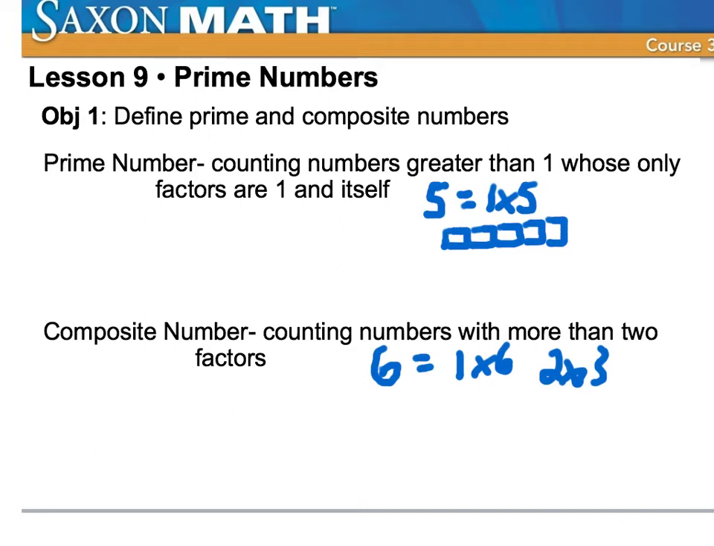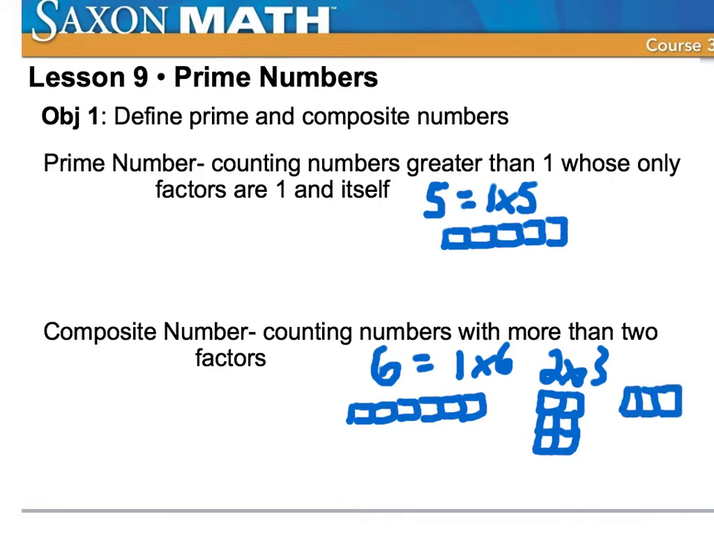Alright, let's use the rectangle method again. How can I arrange 6 blocks and still make a rectangle? Well, I can do a 1 by 6 setup. I could also do a 2 by 3 setup, where I go 2, 2, and 2. There's 6 blocks there and it still makes a rectangle. I could do a 3 by 2 setup like this, and make a rectangle still. So that's what a composite number is. A composite number is something that has more than 2 factors.